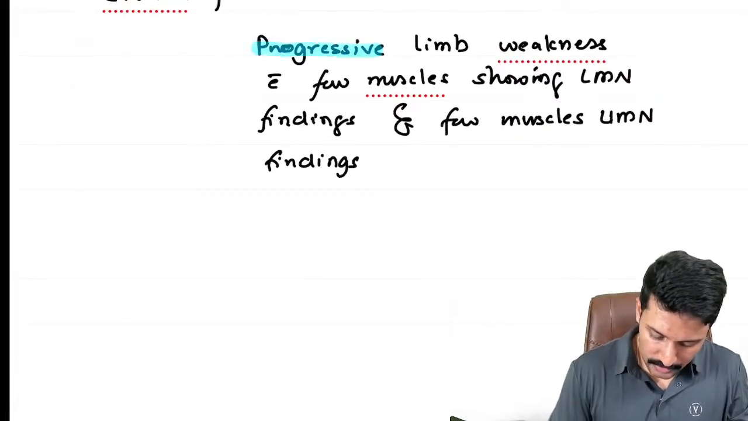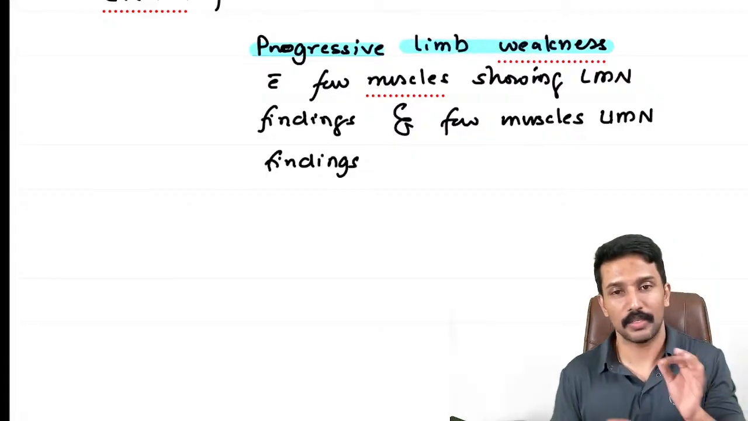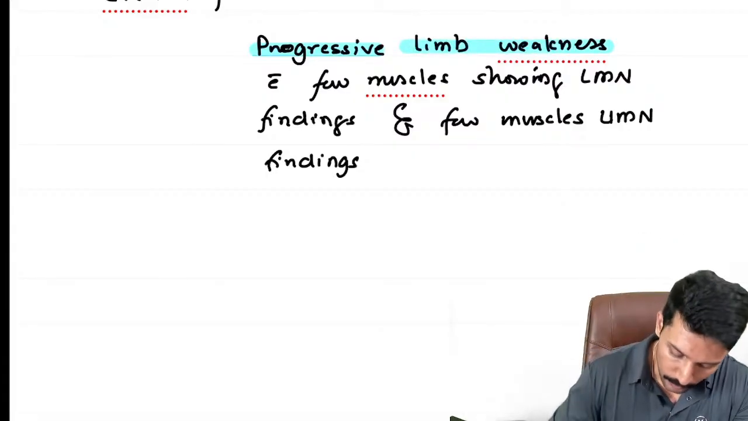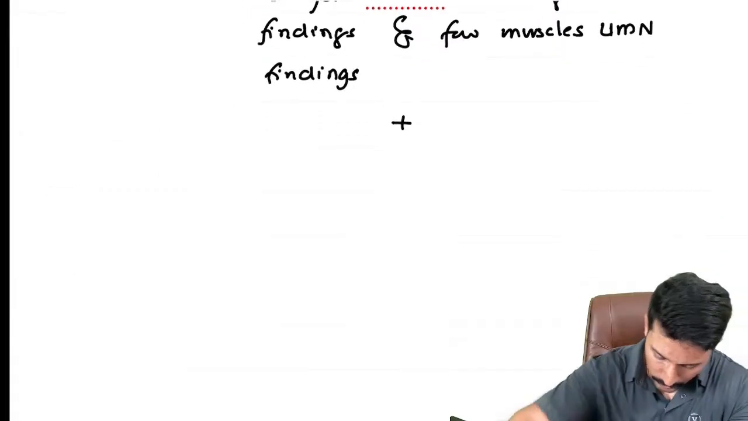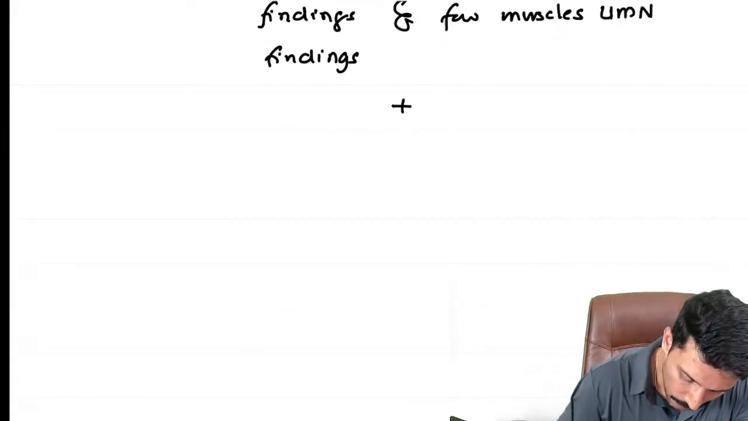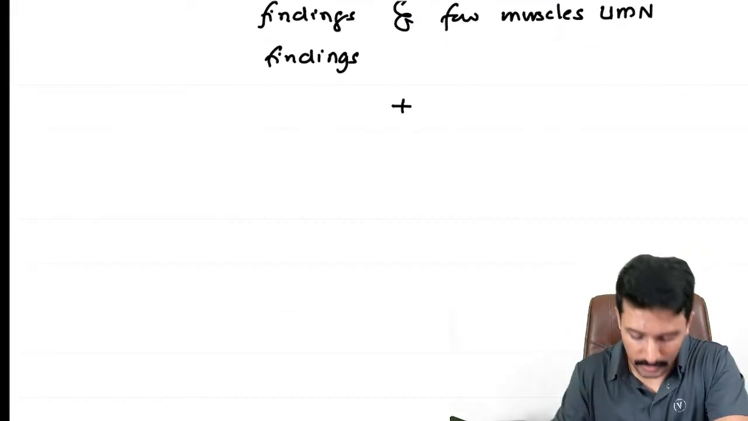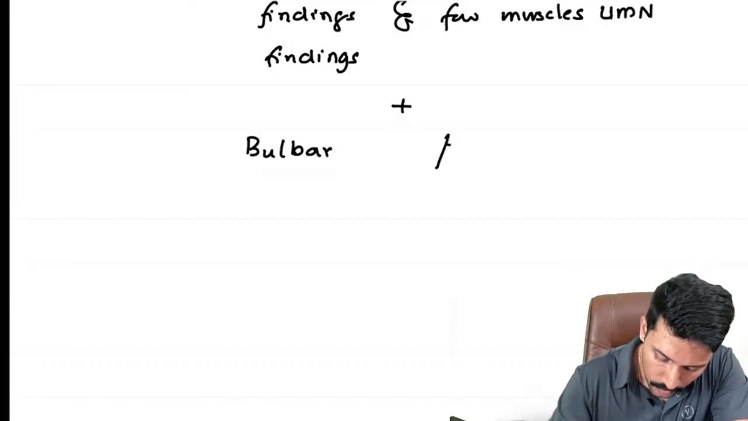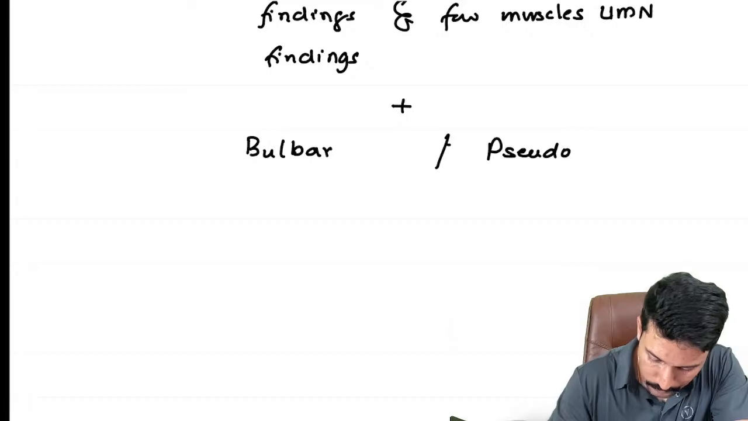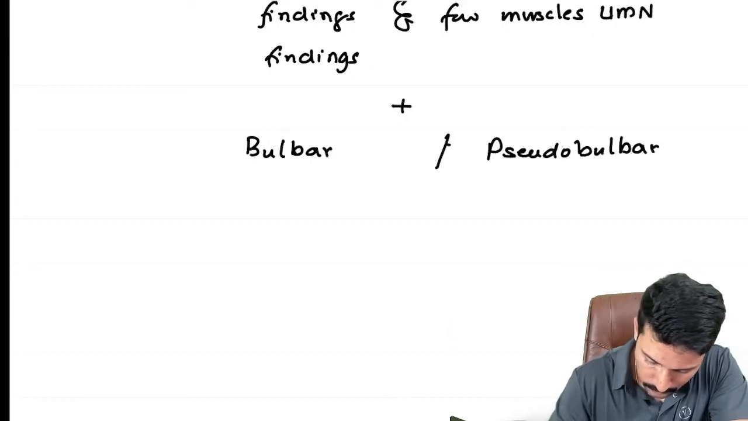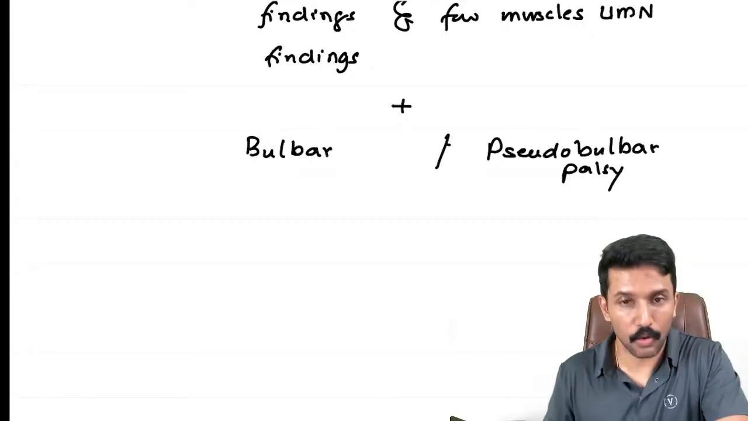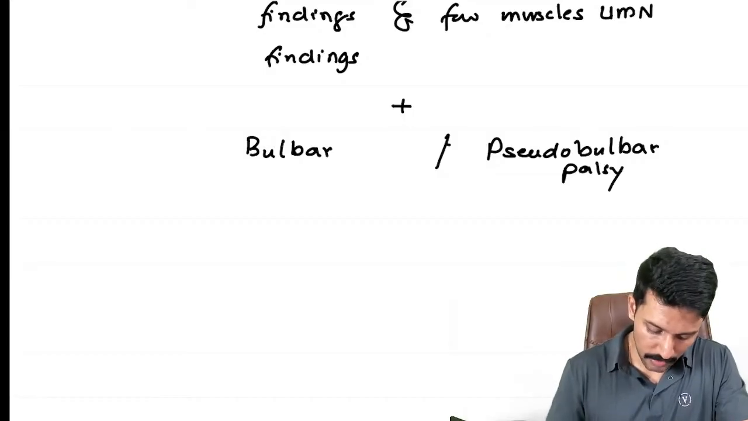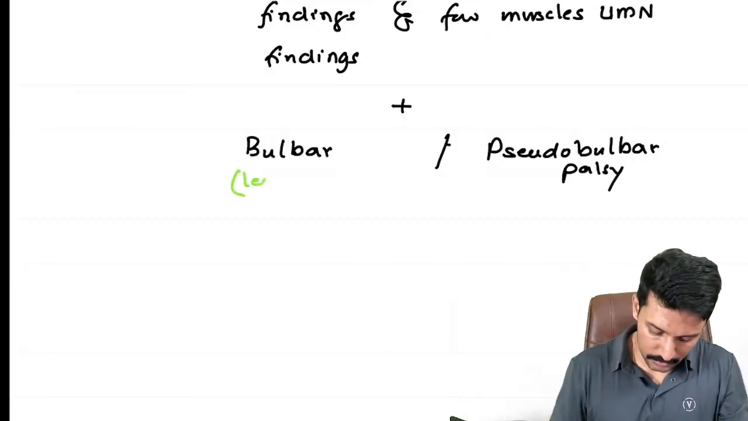And this progressive limb weakness is the one that makes them wheelchair bound, like you see in the case of Stephen Hawking. Plus, in addition to that, because the cranial nerves also are losing UMN and LMN, they can have bulbar or pseudo-bulbar palsy. And when I say bulbar palsy, it means the lesion is at the brainstem, meaning cranial nerve nuclei are being affected.